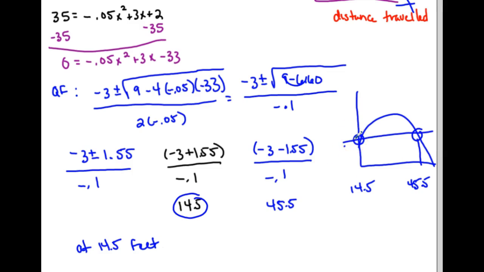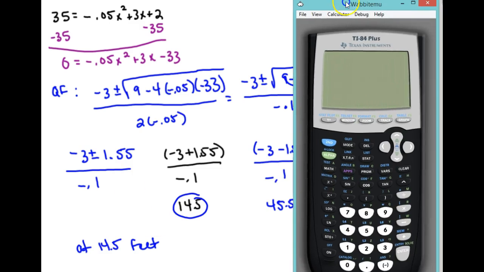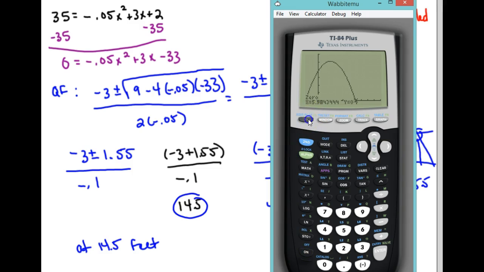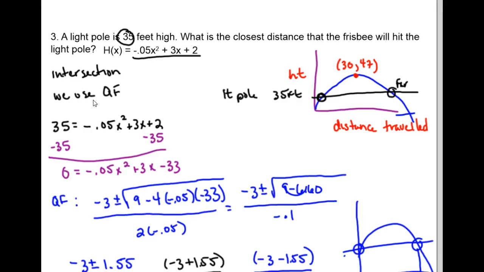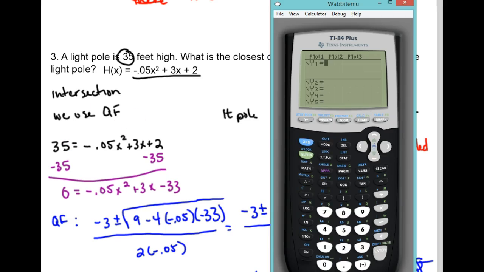You can do this with your graphing calculator. Let's check our work, and we're going to use an intersection. So I'm going to sneak this back in. Let's turn it on. Go to your y equals, hit clear. We're going to type in our original equation. Let me go find that. All right, our original equation, negative 0.05 x squared plus 3x plus 2. Hit enter. Let's go graph it.